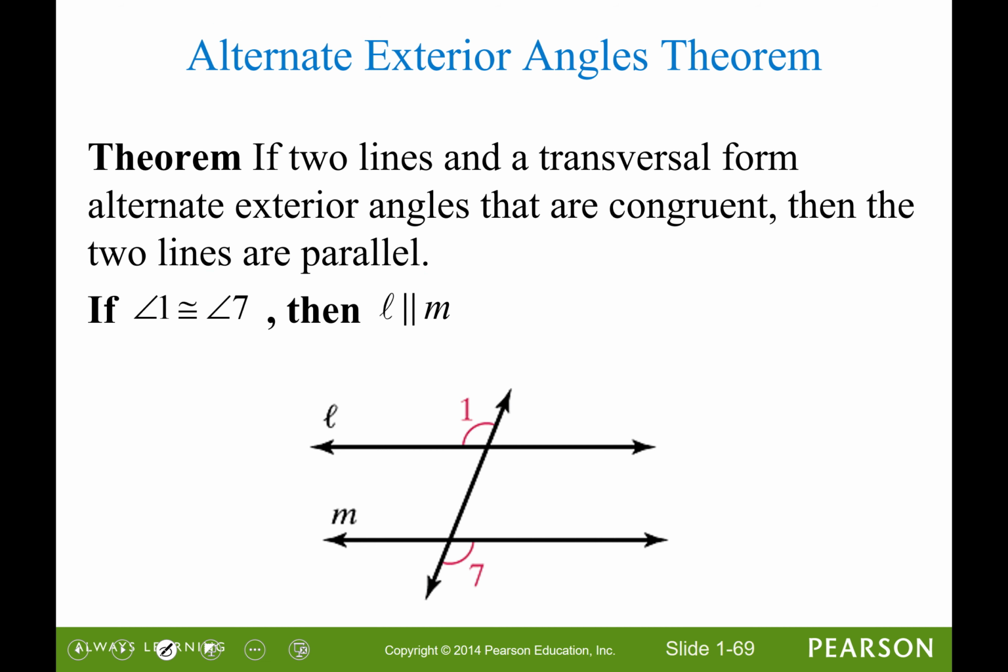Let me say that a little differently. If you have two lines, L and M, cut by a transversal T, and you see this geometric code, 1 and 7, you're allowed to add this geometric code. Justification, alternate interior angles theorem.